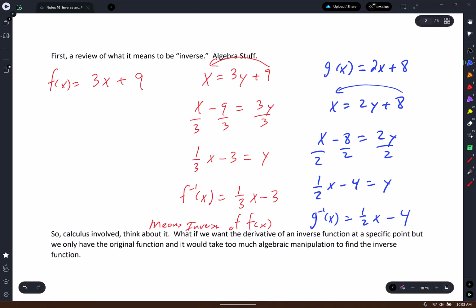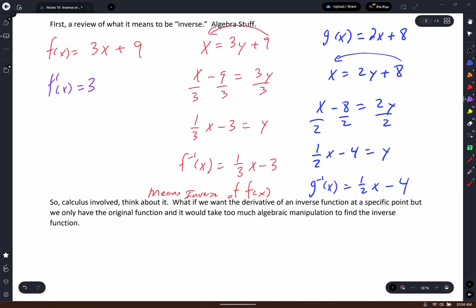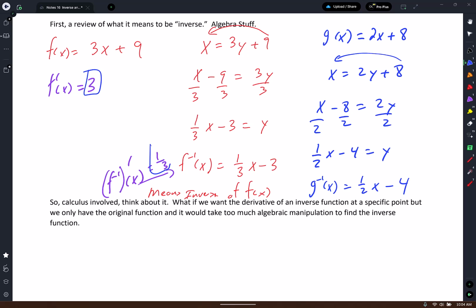Here's what I want you guys to recognize. My original slope, these are all linear lines. Notice that my f prime of x here on this one is just 3. You guys notice that? I want you to notice f prime of the inverse function is 1/3. What do you notice about the 3 and the 1/3? They're reciprocal. That's exactly the word I wanted. They're just reciprocals of each other. Now, of course, we're just doing linear lines. So right now, these things are easy.